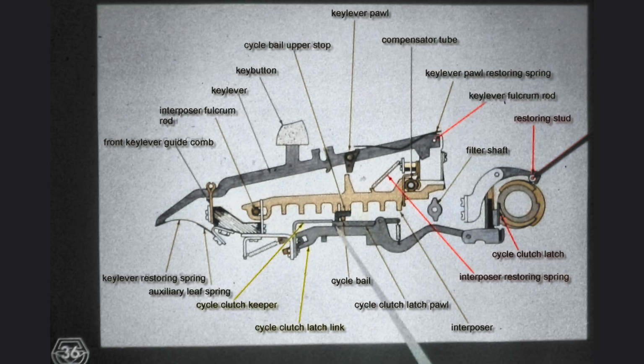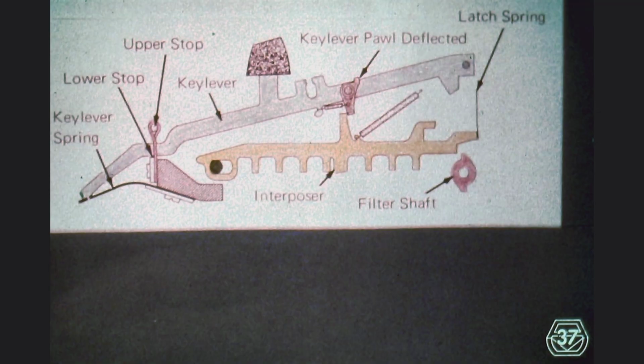Toward the end of the print operation, the cycle clutch restoring cam, through the stud indicated by the red pointer, restores the cycle clutch latch link, so that the cycle clutch latch pawl can again reset itself behind the keeper at the point indicated by the yellow pointer. Due to the speed at which the machine functions when the motor carries out the operation, it is very common for a keylever to still be down when the interposer restores.